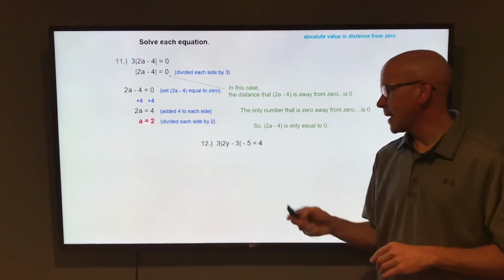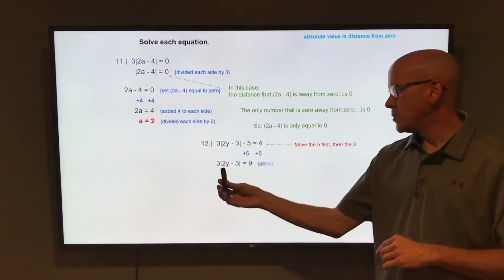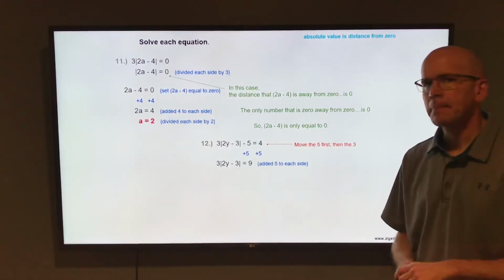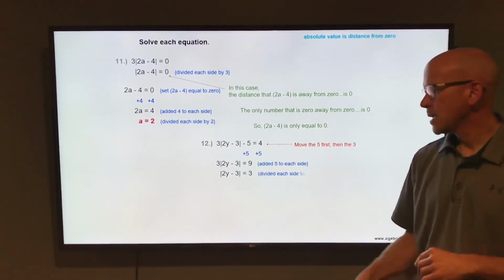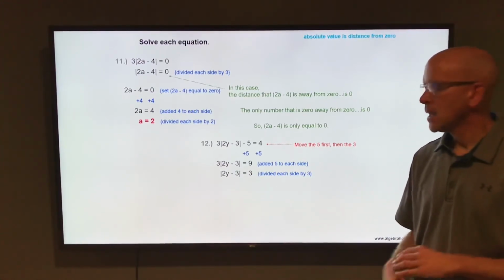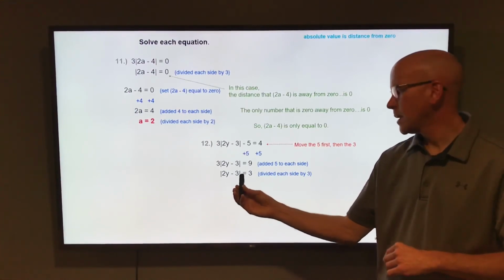So to move that 5 to the other side, we're going to add 5 to both sides. And if you do that, you get 3 times the absolute value of 2y minus 3 is equal to 9. Now to move that 3 to the other side, divide each side by 3. We end up with the absolute value of 2y minus 3 is equal to 3. Now that's saying the distance that 2y minus 3 is from 0 is 3.